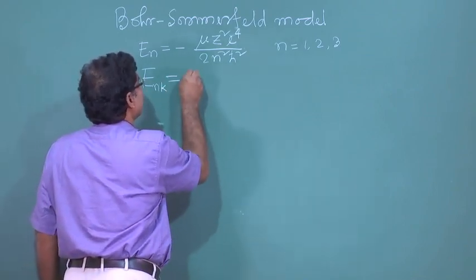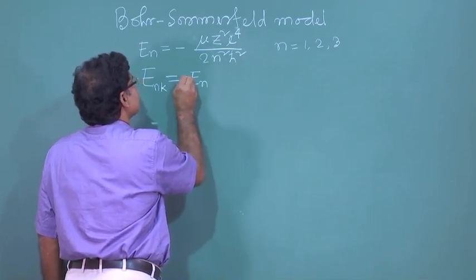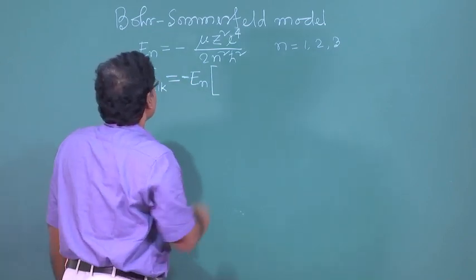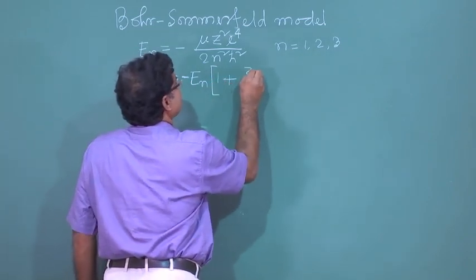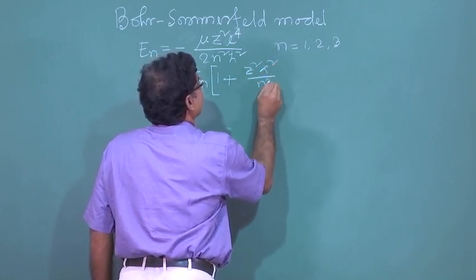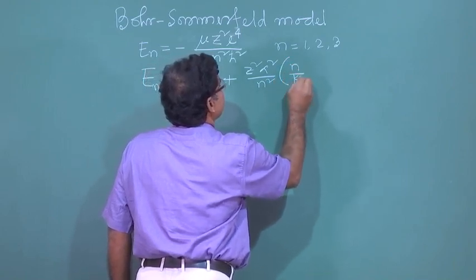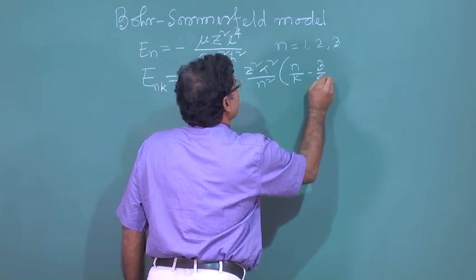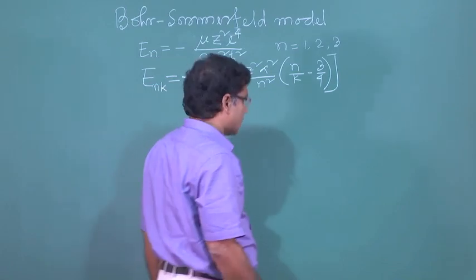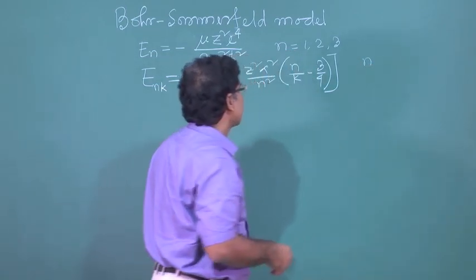So, E n, with a minus sign which we introduced here just for convenience, is proportional to 1 plus Z square alpha square by n square, times n by k minus 3 by 4. So now the energy depends on two quantum conditions and that gives two quantum numbers.